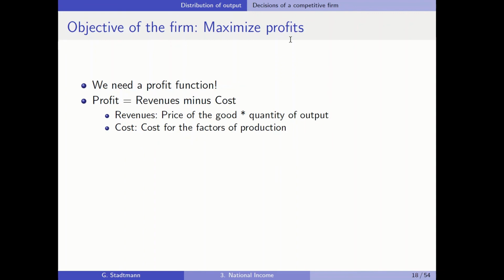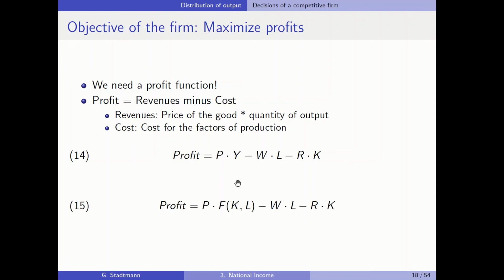Revenues are given by the price of the good times the quantity of output, and the cost is given by the cost for the factors of production. So the profit is given by revenues, goods price times quantity produced, minus the cost for labor, minus the cost for the production factor capital.